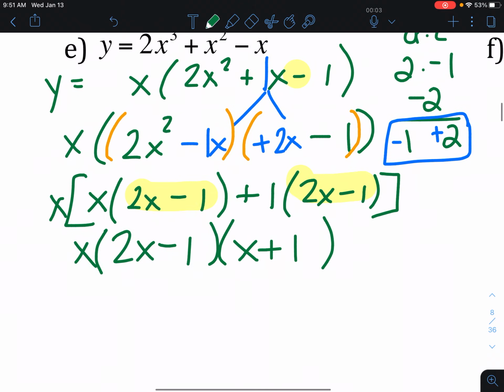Now everything's completely factored. You don't have any GCF, you don't have any exponents left over. So I know it's completely factored. So now I can go to getting my answers. I'm going to have 3 of them here.